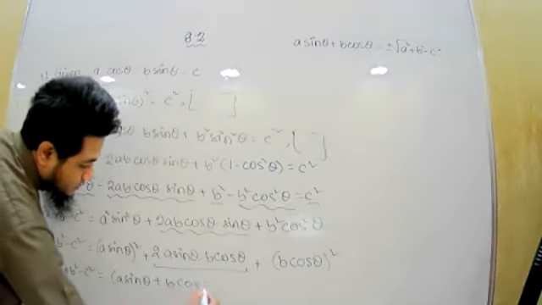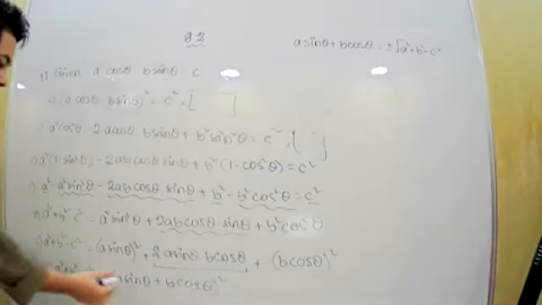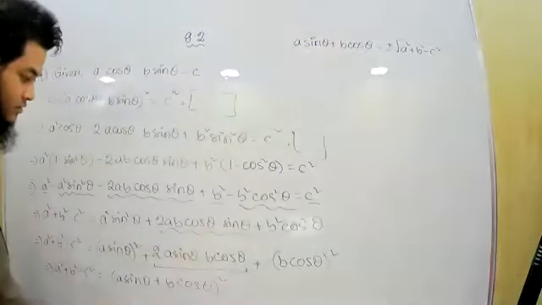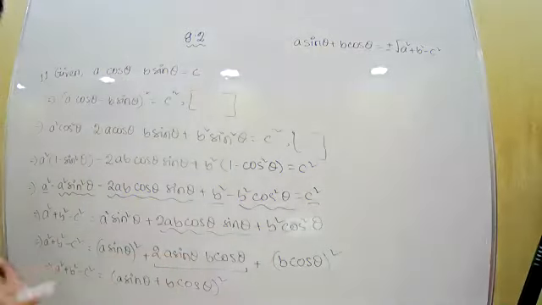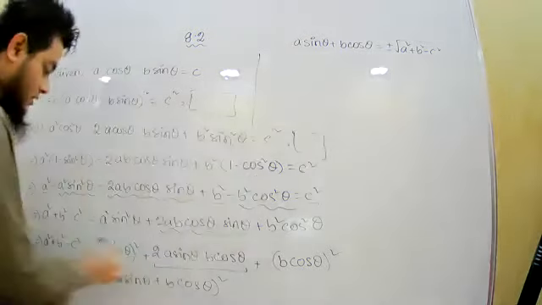plus B whole square. So we are almost there. You know what we have to do next? A sin theta, B cos theta, A sin theta, B cos theta is there, but the whole square is not there, right? So we have to take root on both sides and we will get our desired situation. So let us take root on both sides.